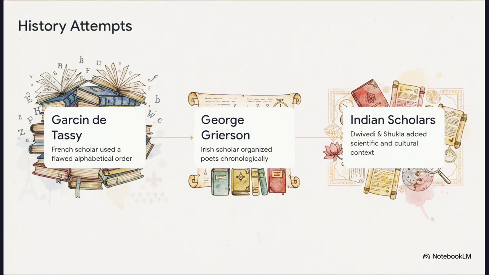The only catch? He arranged all the poets alphabetically. That meant a 15th century poet could be sitting right next to a 19th century one. He basically wrote a literary telephone directory. It took an Irish scholar, George Grierson, to finally organize them chronologically. After that, Indian scholars like Hazari Prasad Dwivedi and Ramchandra Shukla finally took the reins, giving this structured history its authentic cultural and scientific context.